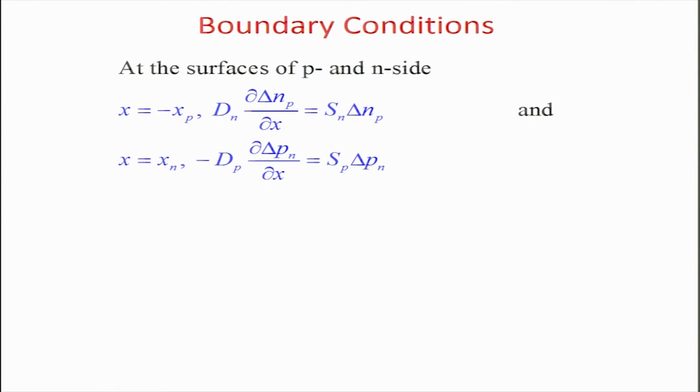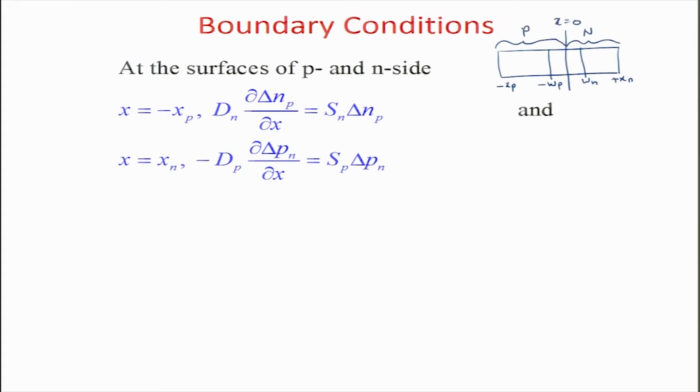So, first thing is we have to analyze what are the boundary conditions in order to solve the equations. So, boundary conditions are at the surface of P and N side, that is at x is equal to minus xp and x is equal to xn. So, if you take this as a junction, this is at x is equal to 0, this is Wn, this is minus Wp, this is minus xp and this is plus xn. So, this side is N side, this side is P side.